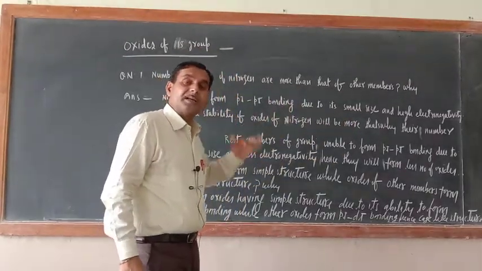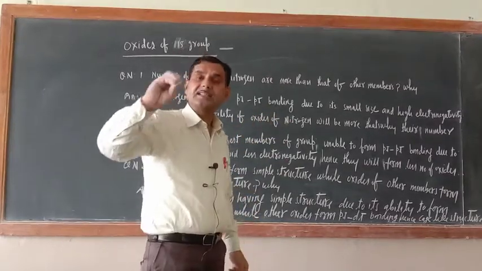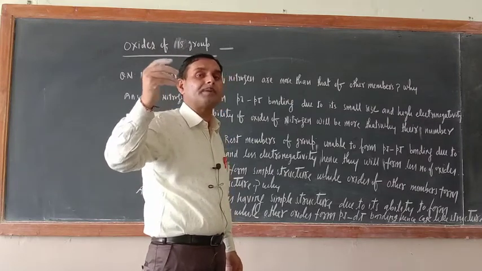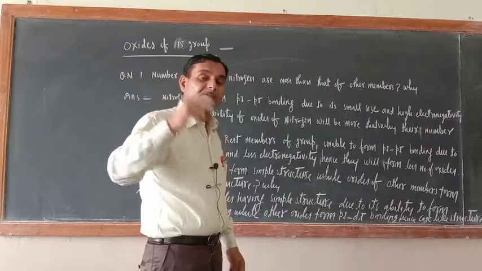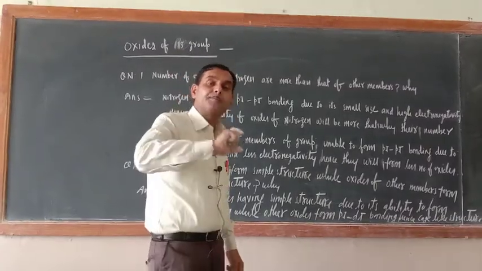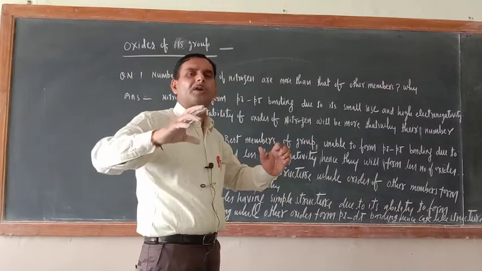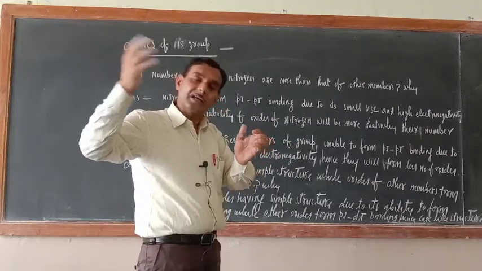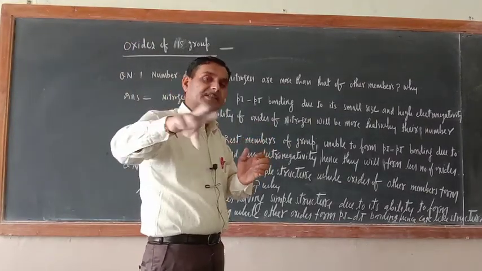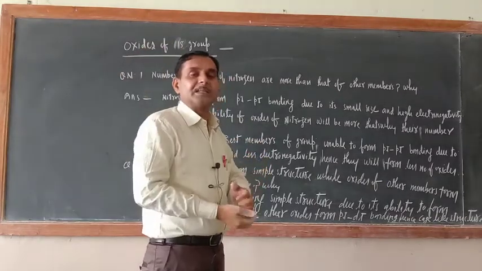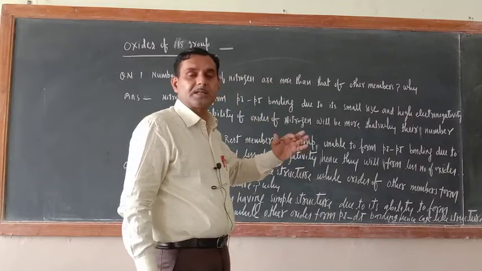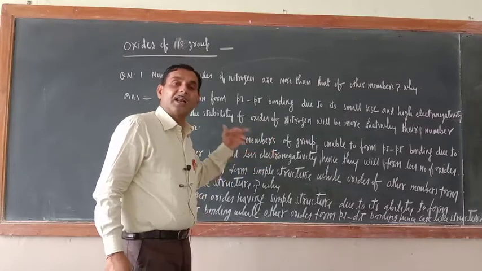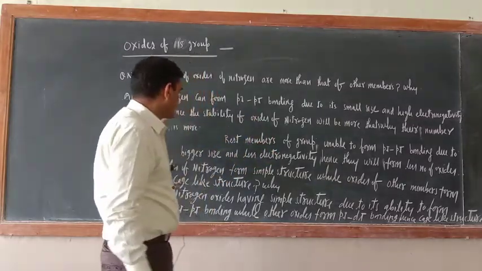What about the rest of the members? In the rest of the members' case, their size is large and electronegativity is less. So they are not capable of making p-pi bonding. So what will they form? They will form p-pi-d-pi bonding. And p-pi-d-pi bonding requires more energy from nature to make the bond, and that much energy is not available. Anyhow, they are managing for some oxides, but a large number they will not form. This is the reason the oxides of phosphorus, antimony, bismuth, arsenic are few in number, and for nitrogen plenty of oxides are known. So this is the reason.